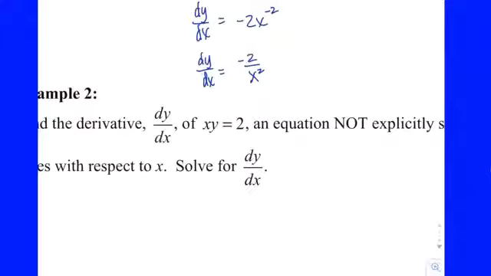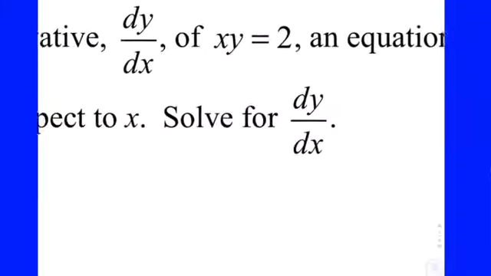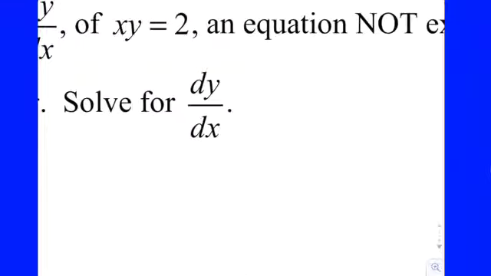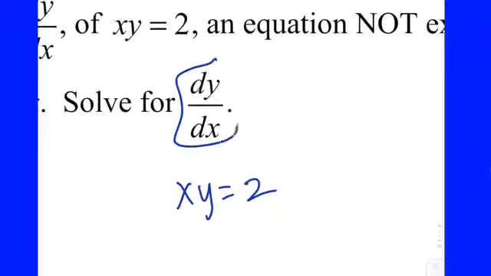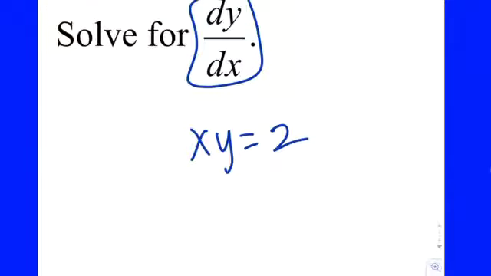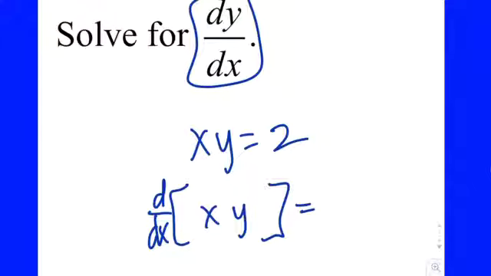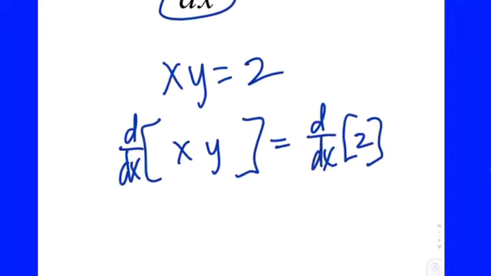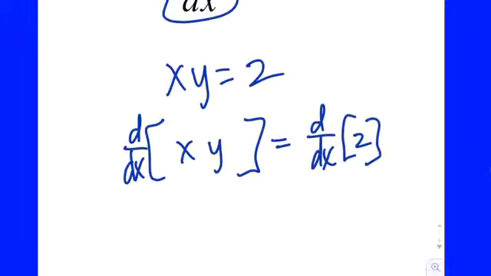Well, let's go ahead and do the same thing now for the same equation that is not solved for y. It's xy equals 2. I still want to find dy dx. I'm still interested in that. So let's take the derivative of both sides with respect to x, just like we did above. We're going to show that step now. If it's not solved for y in terms of x, now we have to show this step.